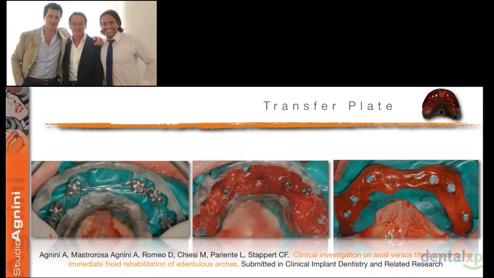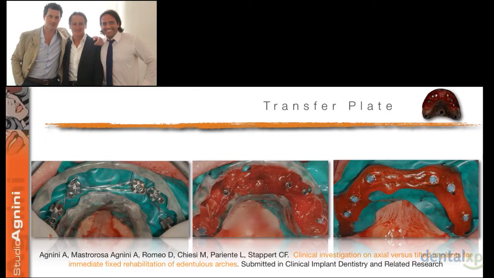So again, in our one model technique, I was saying that it's really important. One of the keys is a transfer plate. What is a transfer plate? It's something that is built by the technician based on our impression of our patient.